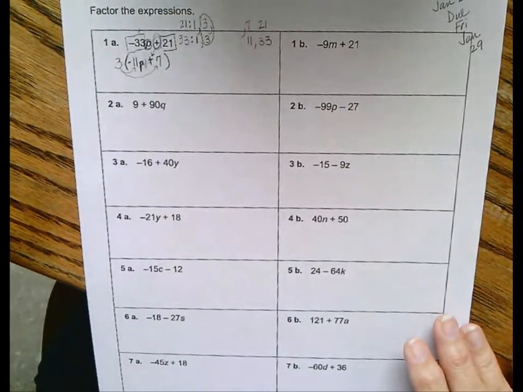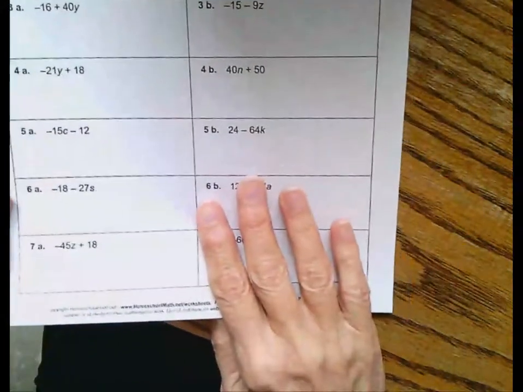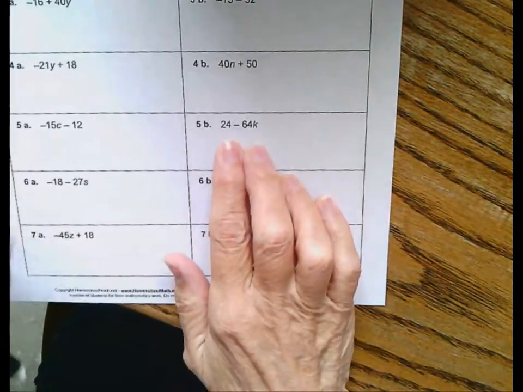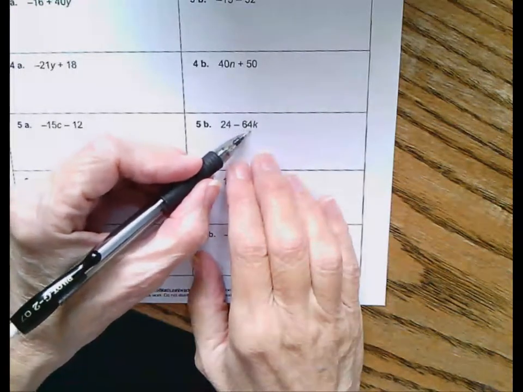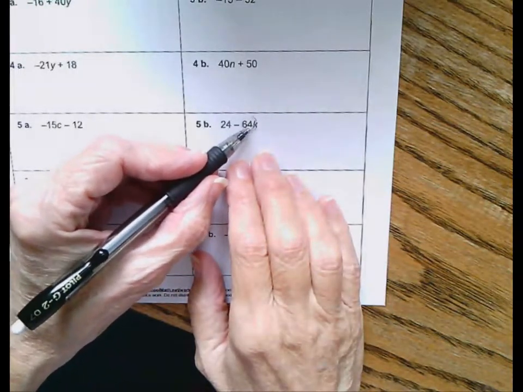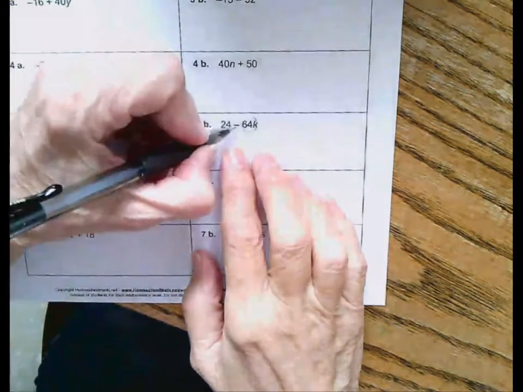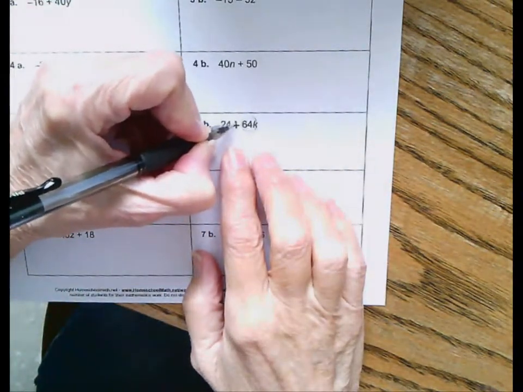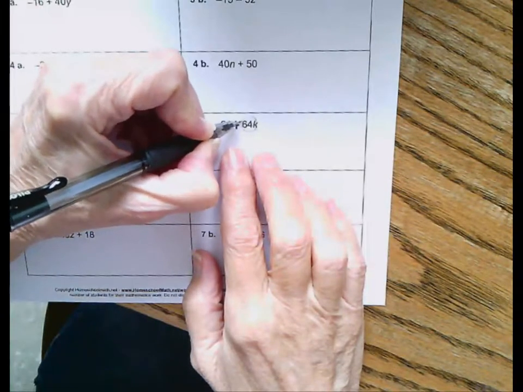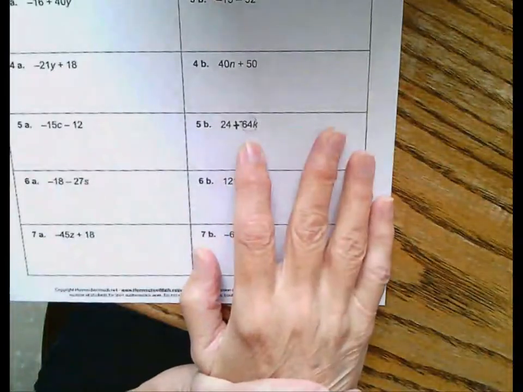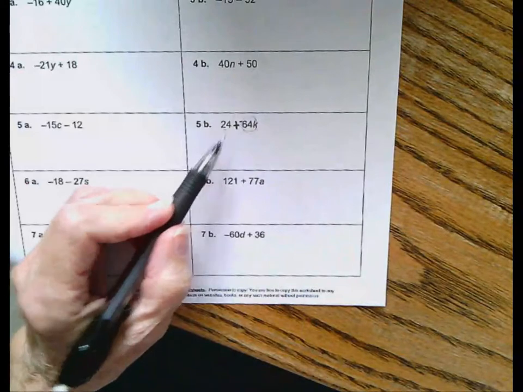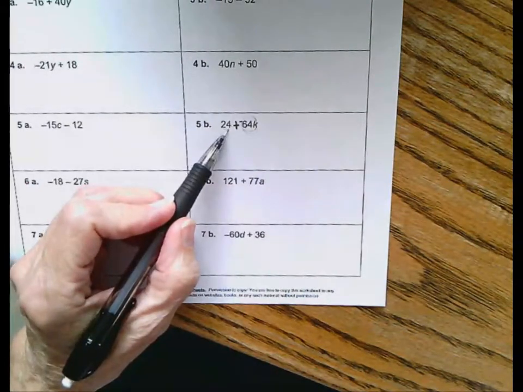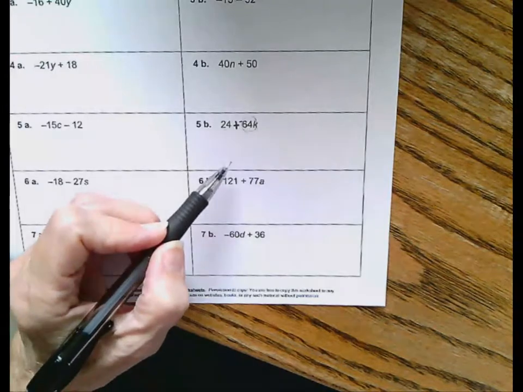So I'm going to go and choose to do number 5B. 5B is 24 minus 64k. Notice here they just put the term that has the variable with it at the end, not a big deal. And we're going to change this right away into an addition, which means that the 64k becomes a negative. So now I'm going to ask myself, what is the greatest common factor between 24 and 64?